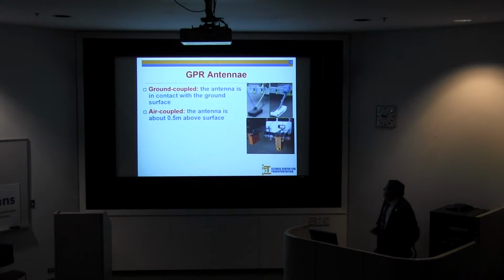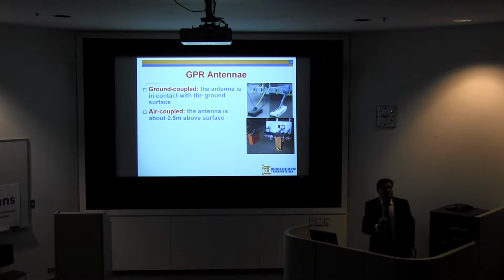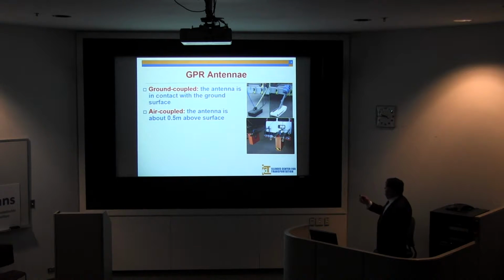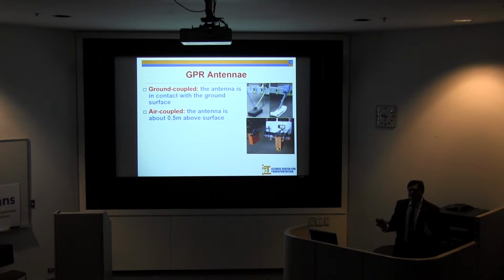And I'm going to go here and explain that. But before I do that, I wanted to differentiate between the different antennas that we can use. First, we have a ground coupled antenna, as you can see here on the top picture. And this is usually in contact with the surface, and you cannot do it at a speed more than 10 miles an hour. So we are restricting here the survey speed.